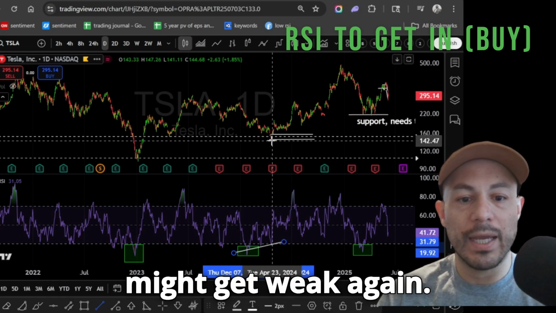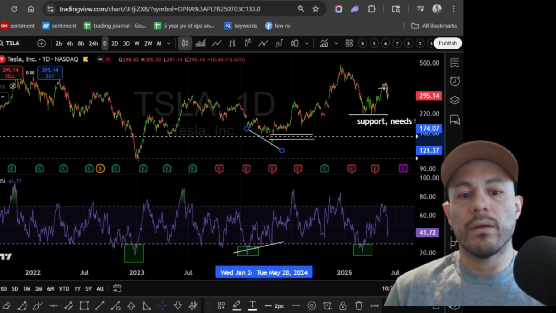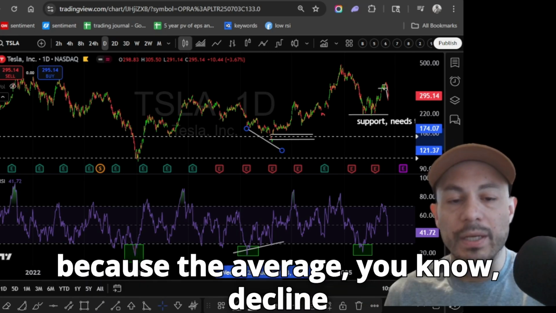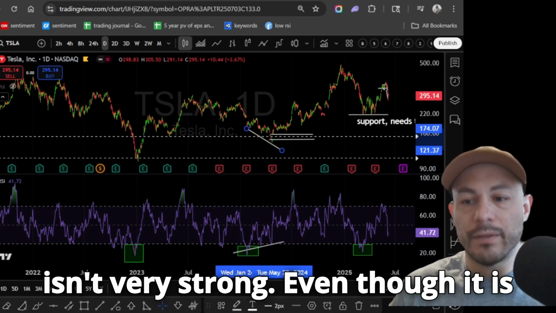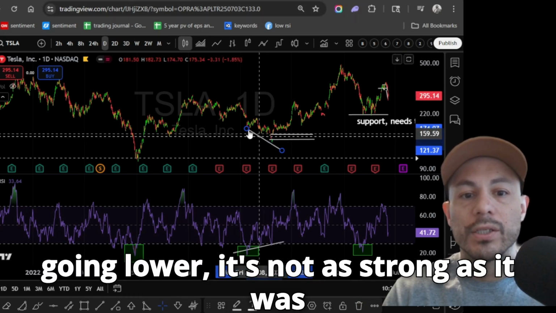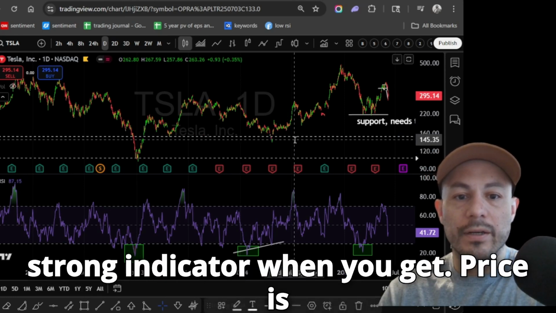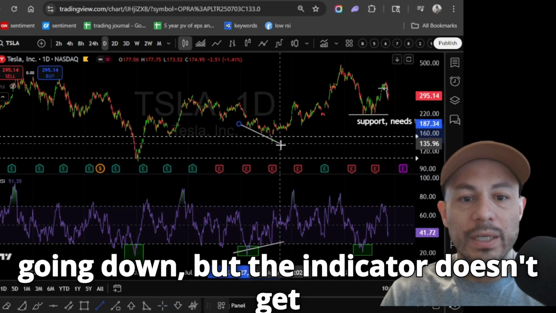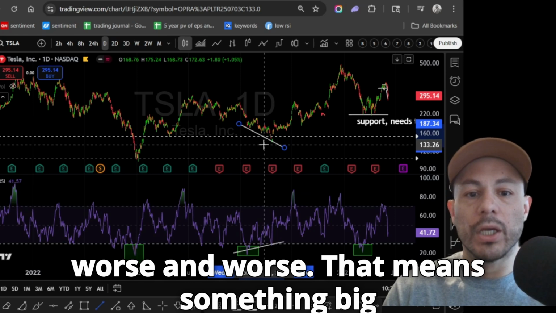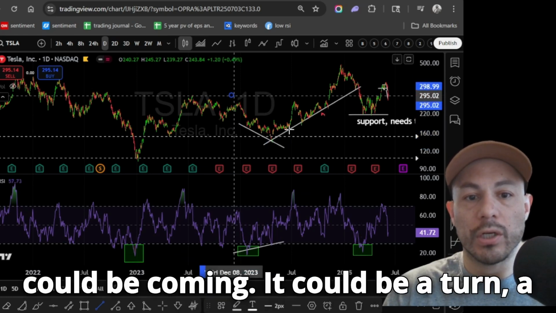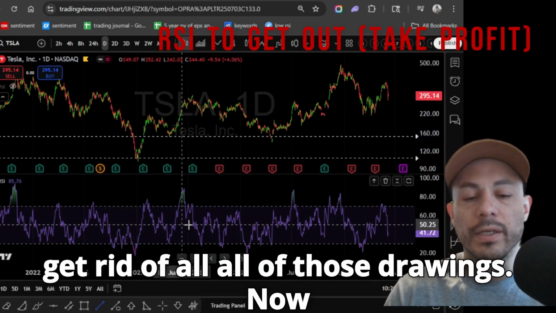So another thing that might happen is a divergence. So it might get weak again. The indicator will stop going down because the average decline isn't very strong, even though it is going lower. It's not as strong as it was before. So that's actually a very strong indicator. When you get prices going down, but the indicator doesn't get worse and worse, that means something big could be coming. It could be a turn in the trend. Okay. So let me get rid of all of those drawings.